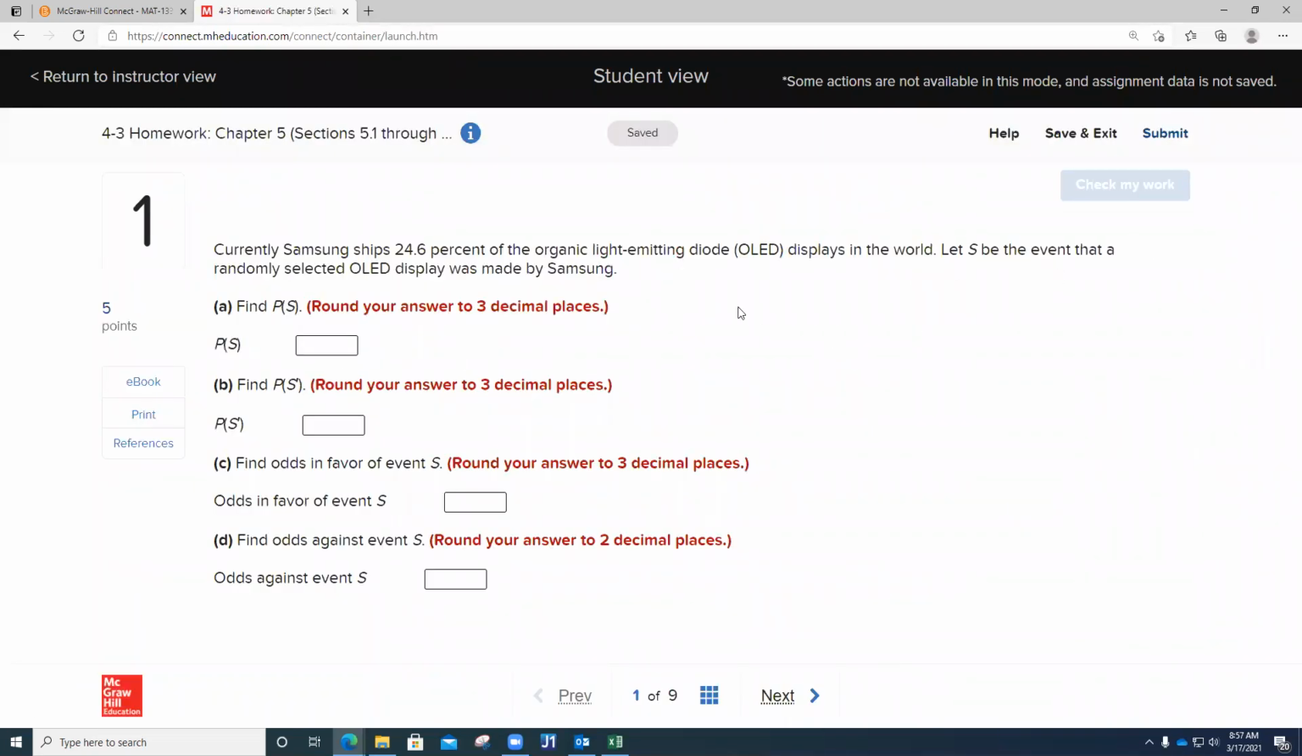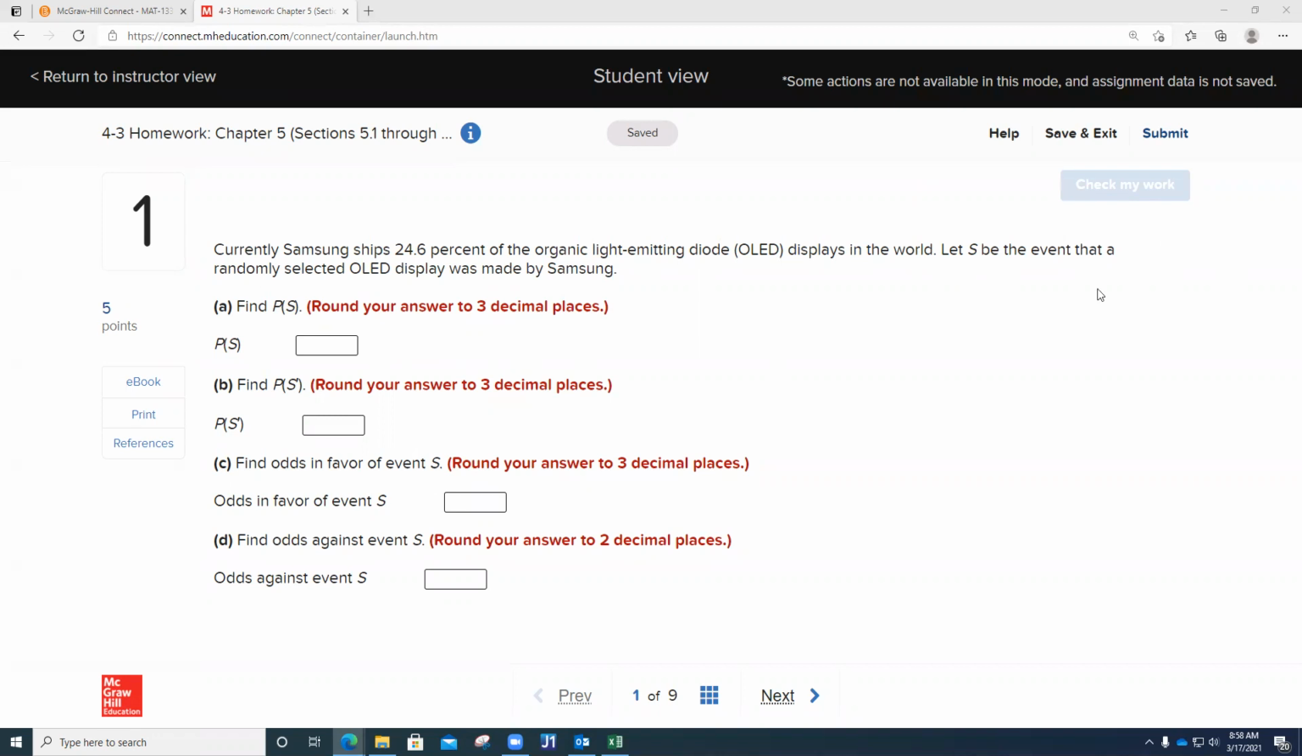So for this first problem, we have cell phones with Samsung chips, and S is the event. We should always define our event first, because knowing what our event is lets us find our probabilities. Probability is typically success over total, with success being our event and total being the total number. And they tell us what S is.